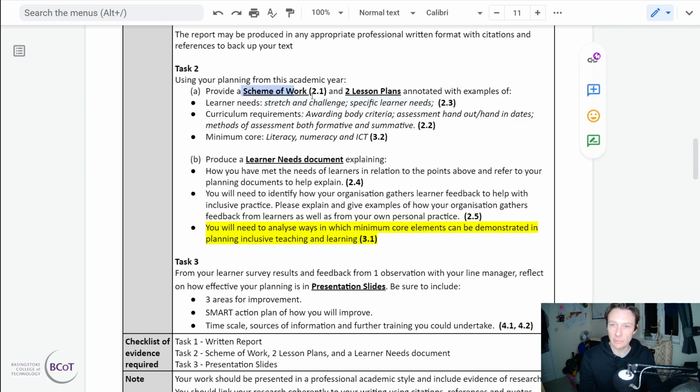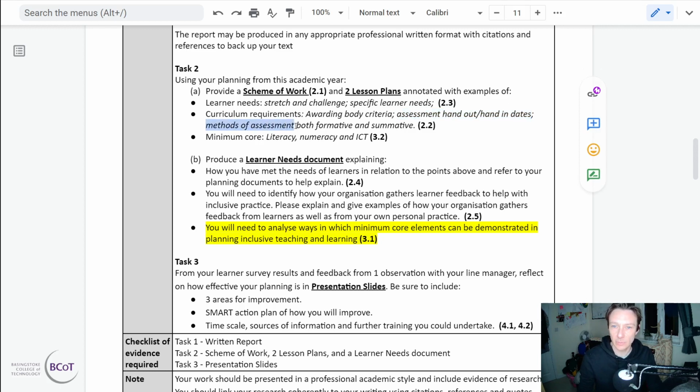In your scheme of work and 2 lesson plans, I expect also to see the awarding body criteria, the unit specs, the outcome number, the knowledge, the skills, the behaviours you're looking for, and of course the awarding body you're looking for as well. Assessment handout and hand-in dates, crucial. I always start with that, to be honest with you, whenever I'm sketching out a curriculum from the very beginning. That's what I did with this particular unit.